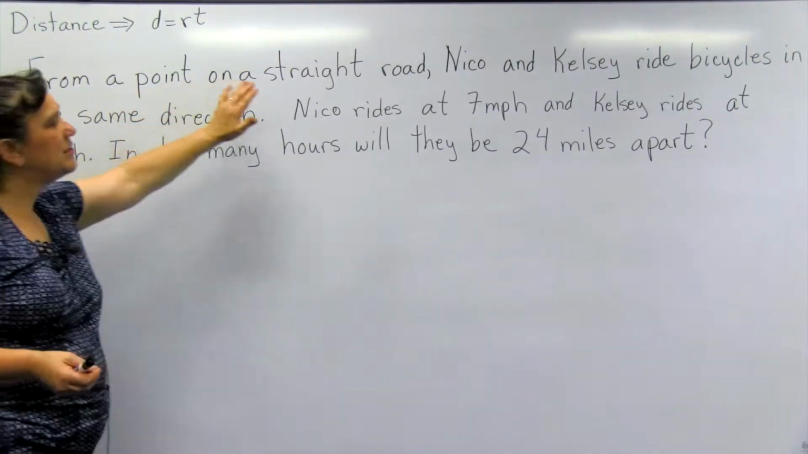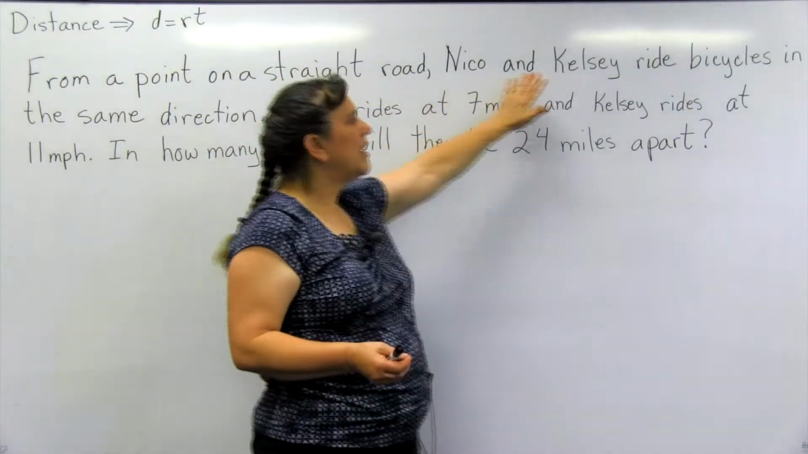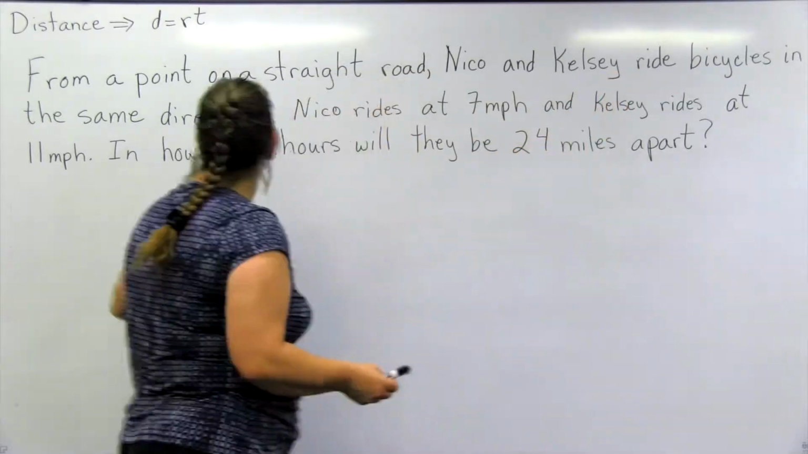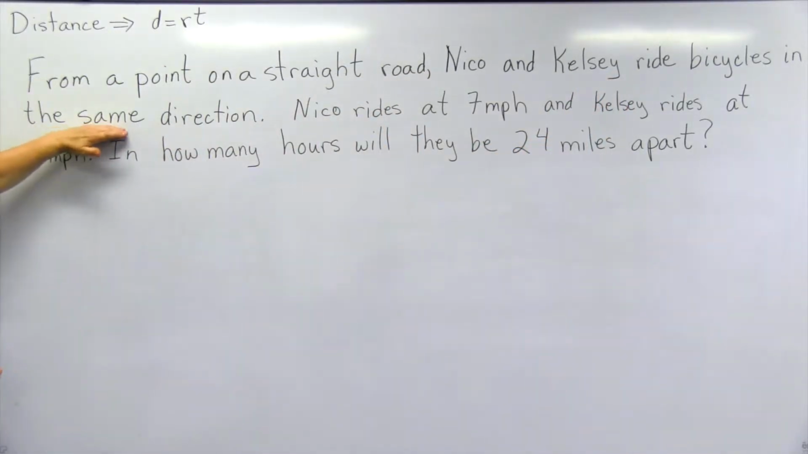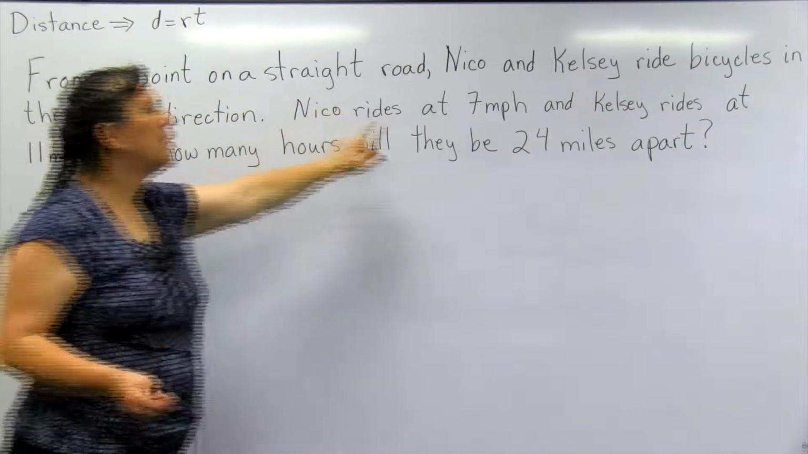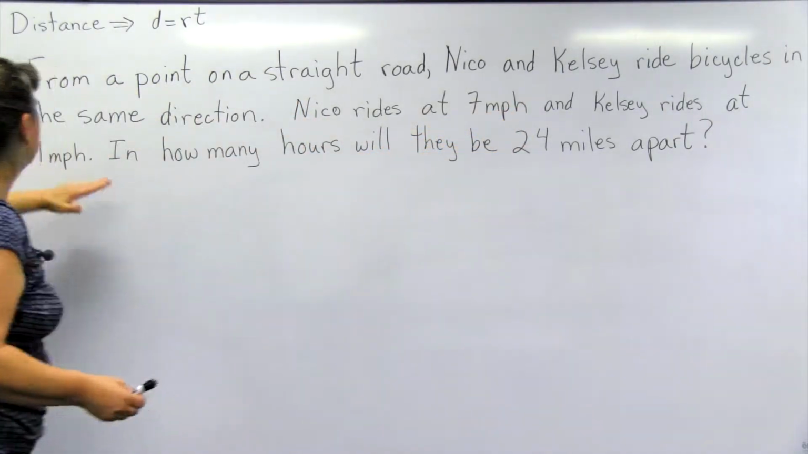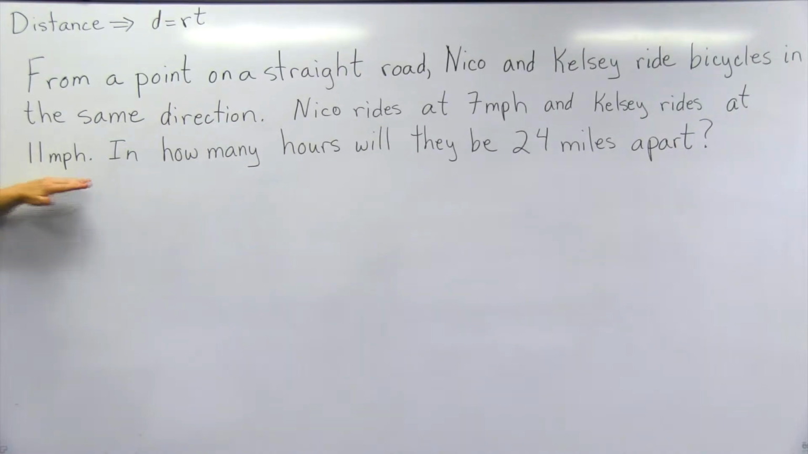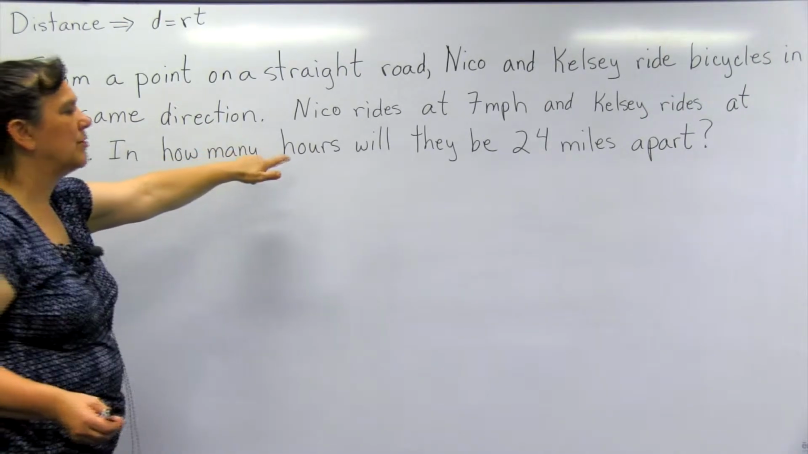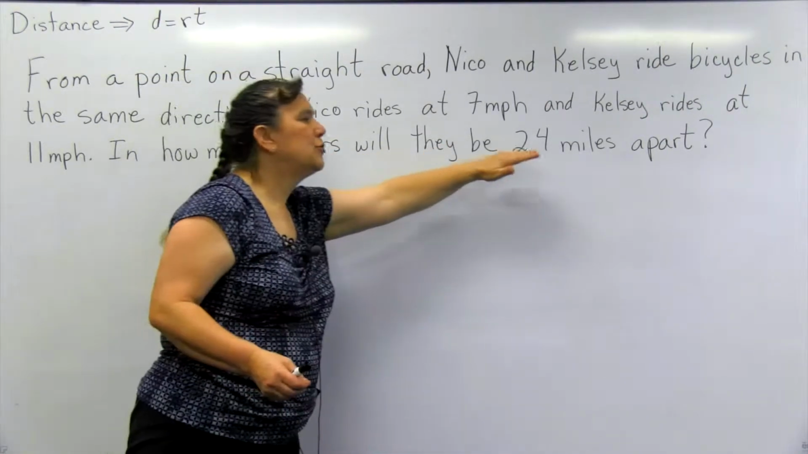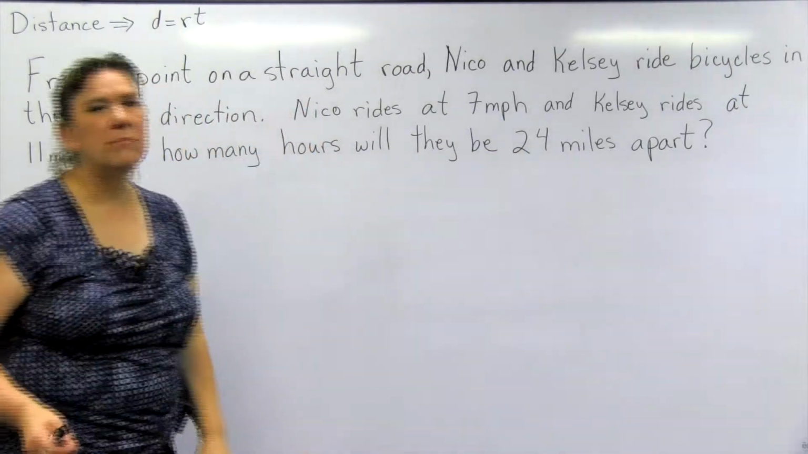From a point on a straight road, Nico and Kelsey ride bicycles in the same direction. Nico rides at 7 miles per hour and Kelsey rides at 11 miles per hour. In how many hours will they be 24 miles apart?